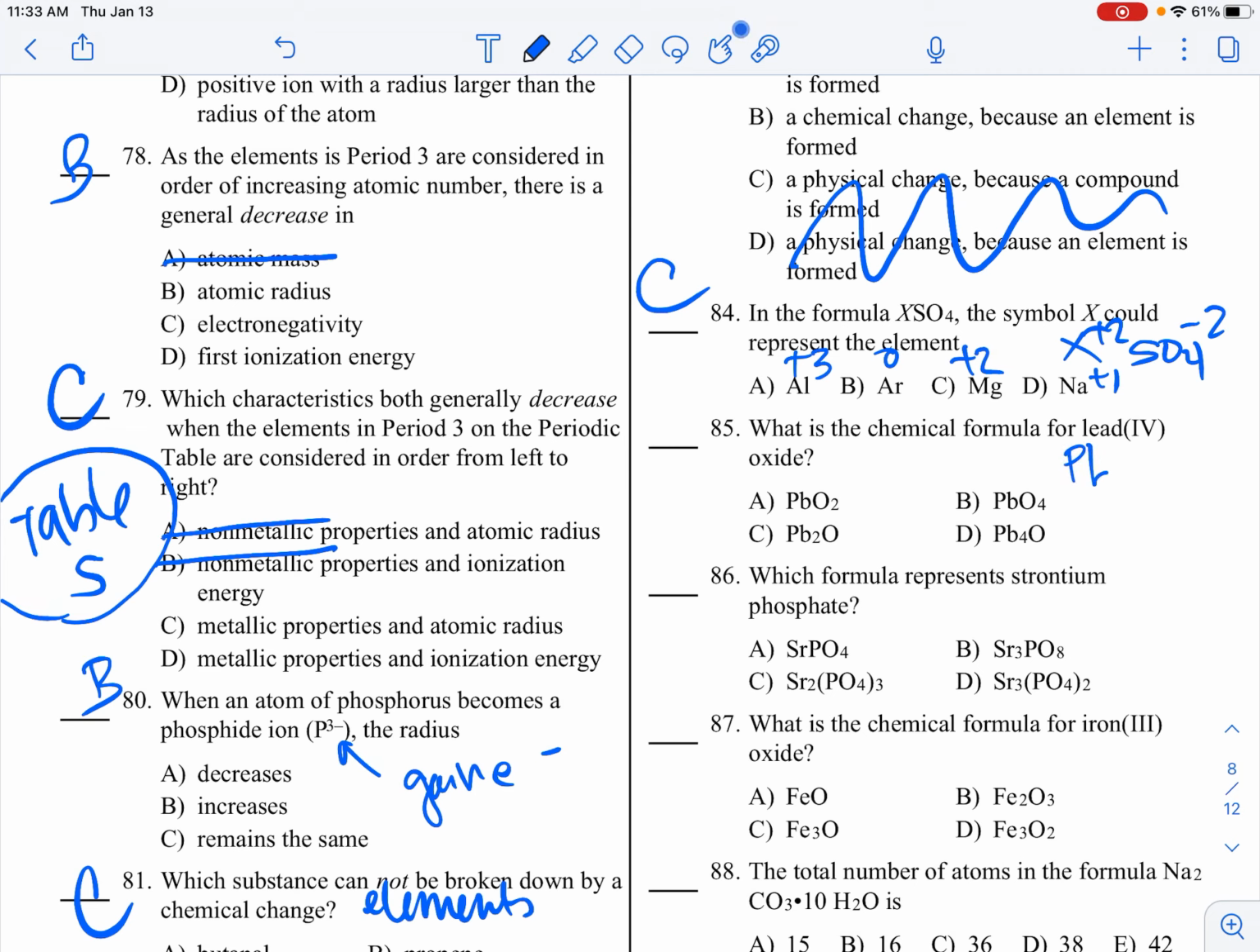What is the chemical formula for lead, Roman numeral 4 oxide? So lead, Roman numeral 4 means lead +4. Oxygen's -2. Be careful not to crisscross. I'm going to need 2 of those, so PbO2. Or you could crisscross and then simplify.